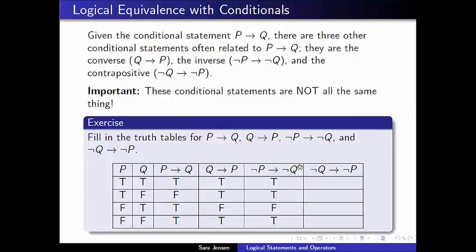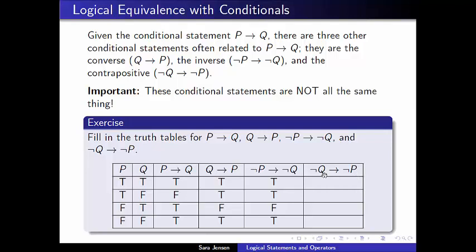Again, this conditional statement, the inverse, is not logically equivalent to P implies Q because of the discrepancies in the 2nd and 3rd row. Last but not least, let's look at the contrapositive, which is of the form not Q implies not P, and let's determine where that false value goes.